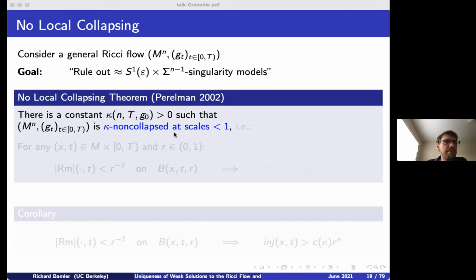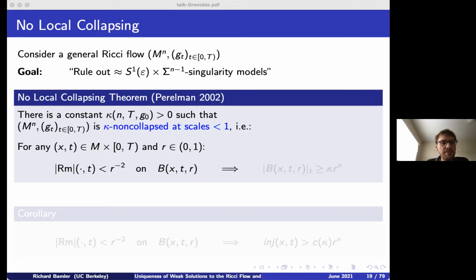So I should tell you what kappa non-collapsed means, or kappa non-collapsed at scales less than 1. This means that whenever you take a point on X and a time in the time interval, and I choose a scale between 0 and 1, so below 1, then the following is true. If I look at the ball around X, equipped with the time t metric, of radius r. So essentially I just take the ball of radius r around X with respect to the time t metric.